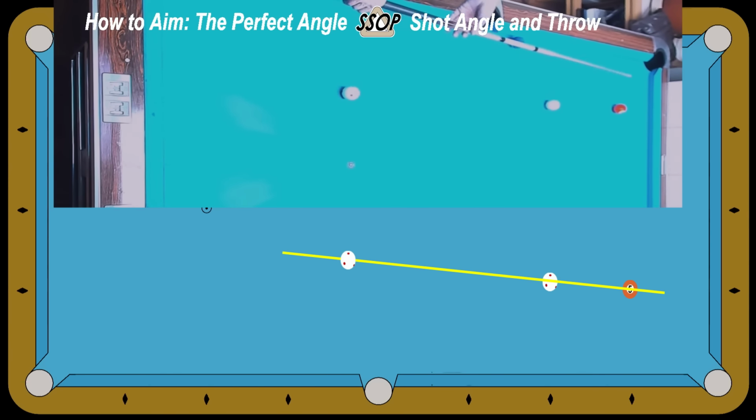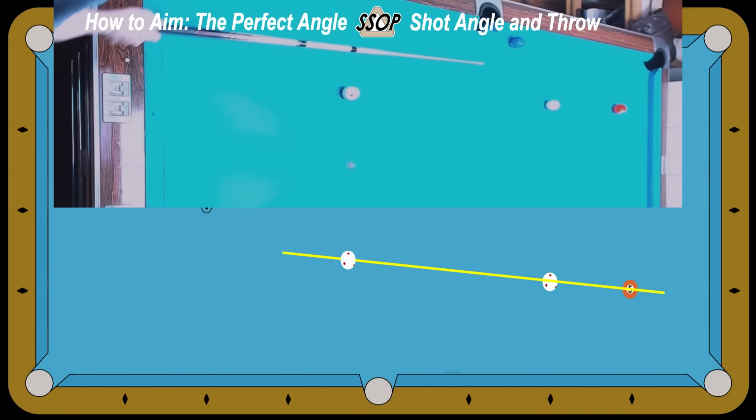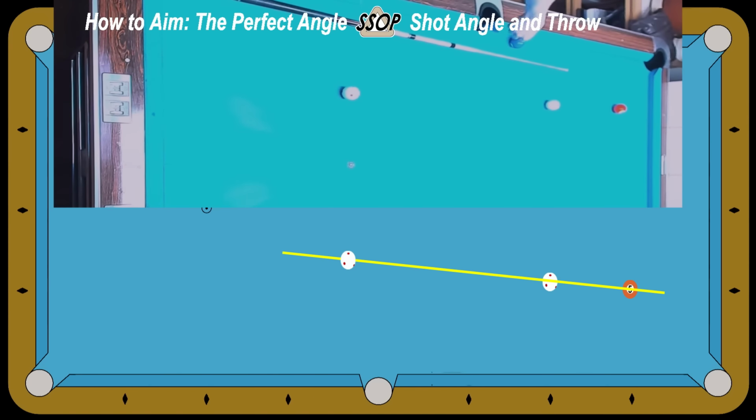So a lot of people make the mistake of thinking that these are the same shot, the same cut angle. Well, they're not. We always need to measure the cut angle to the ghost ball. So the 2 ball represents the ghost ball. It's in a line from the pocket through the center of the 5. We need to shoot the cue ball at the ghost ball in order to pocket the object ball.